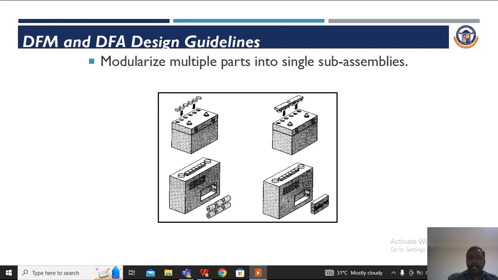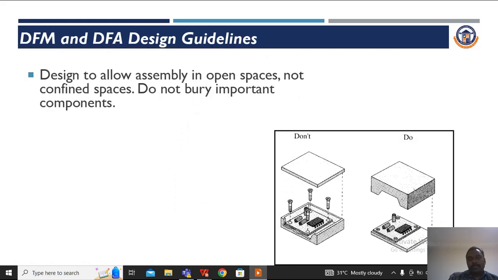The second guideline is modularization. Modularization means instead of separate parts being assembled separately, we modularize similar components, multiple components, into a single one, and then assemble it. If you see the battery previously, if you put 6 batteries here, the assembly time for 6 separate batteries is increased. Instead, by integrating into a single battery, the assembly time will be reduced.